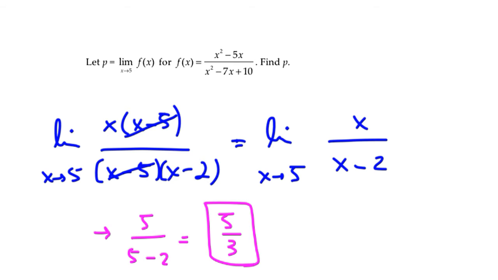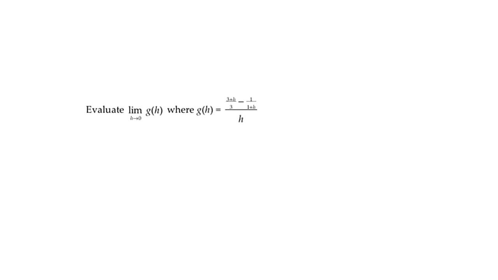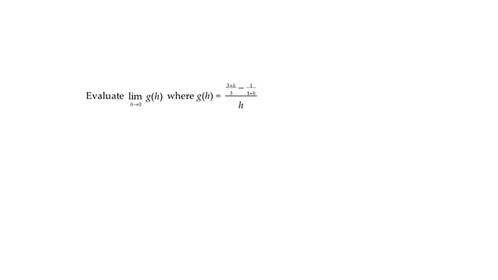All right, so let me show you another example of what this might look like. Let's go right here, and of course I spaced these out. Let's go ahead and find the limit as h goes to 0 of this function which I very cleverly called g of h, where g of h is the expression 3 plus h all over 3 minus 1 all over 1 plus h all over h. Well, what's my first step always? Either mentally or otherwise, I'm going to plug in 0 for h and see how it goes.